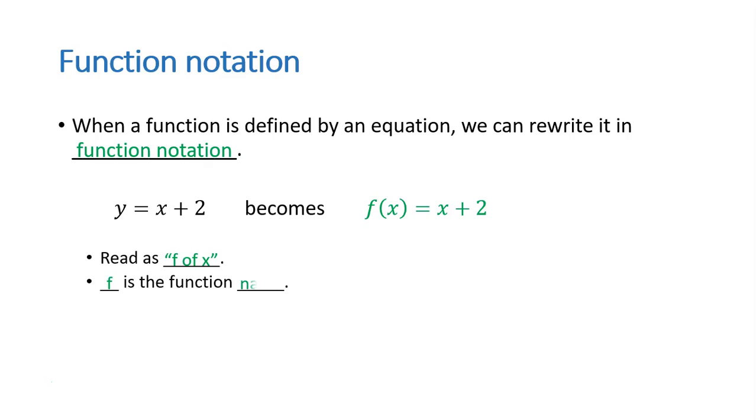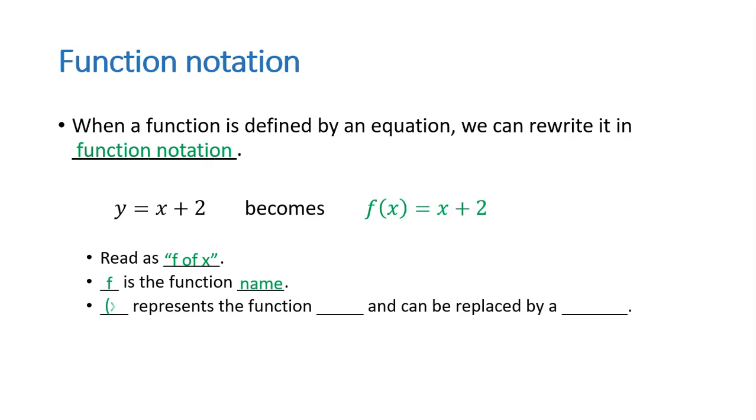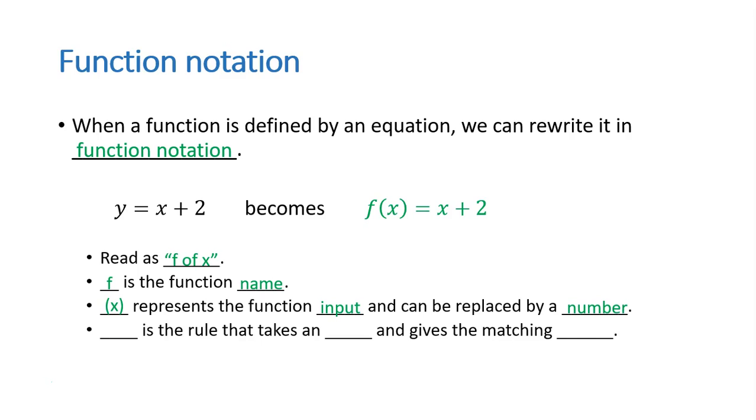So f is what we're thinking of as the function name. So we're giving a name to the function. If I'm referring to function f and you're referring to function f, we know we're referring to the same thing. So f is just a label for the function. The x in parentheses represents the function input, and it can be replaced by a number. If we want to find what the output is for a particular input, we put in that input there to show that that's the particular input we're considering at the moment.